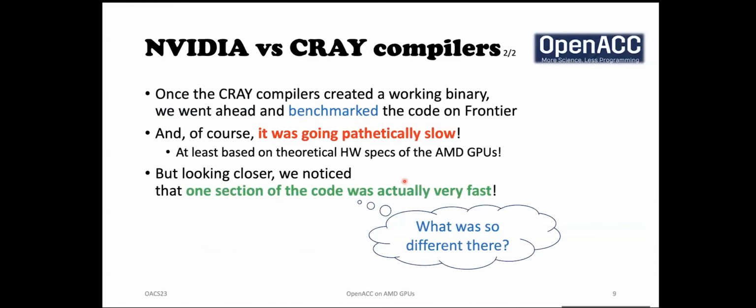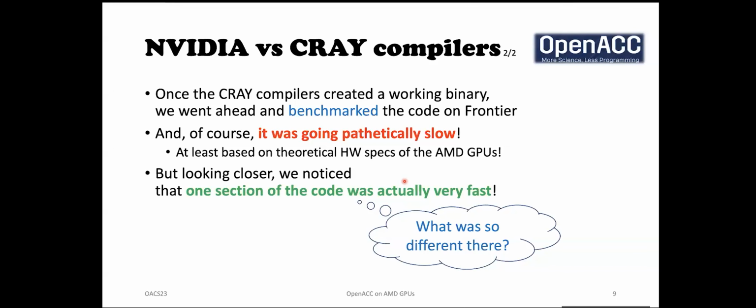So we were able to compile it in a matter of days. And at that point, we said, OK, woohoo, we have the code. Let's run it. And of course, it was going pathetically slow, at least compared to what the AMD GPUs were theoretically spec'd as. So how do we go on? Well, looking closer, we have some timers in the different parts of the code, and we noticed that one section of the code was actually very fast, as fast as we were expecting the AMD GPU to be.